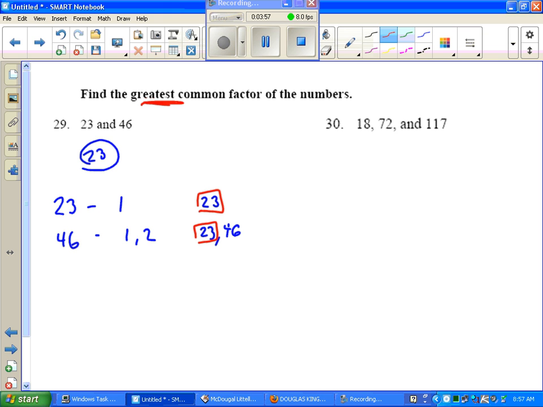Next one, 18, 72, and 117. Again, take the smallest one and see if you can multiply it by something and get the largest one. 18 does not go into 117.